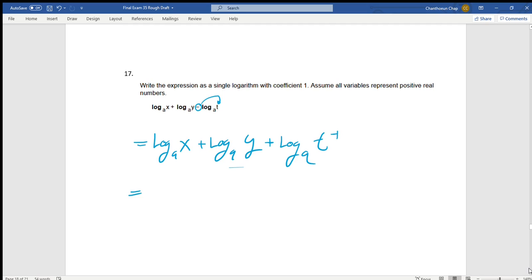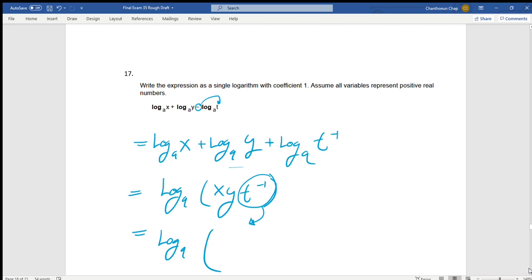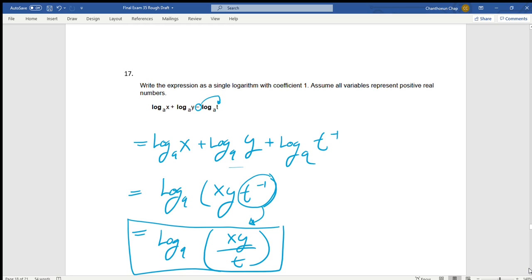And then we can combine all of these with the product rule. This is log base a of x, y, t to the negative 1 using the product rule. And we have to make sure this t to the negative 1 goes in the bottom. So we have this is log base a of xy over t. And this is our solution. You could also do the product rule for the first part, then do the quotient rule. You should still get the same answer. I like to work with those negative exponents because they make my life a little bit easier. But you could do this problem any way you like.